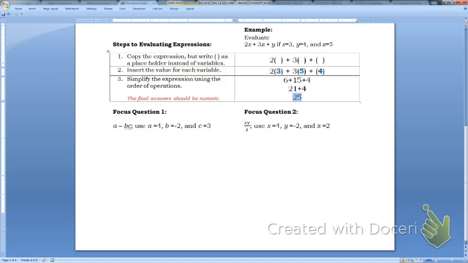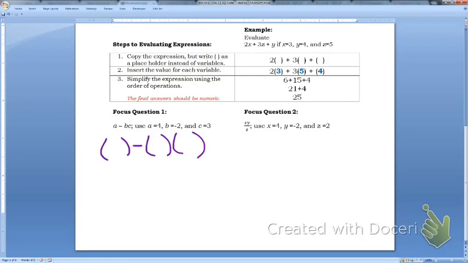Let's take a look at 2 focus questions. Follow along and write the problem down as I work through it. Okay, so my first step is I have to copy the expression down, but instead of writing variables, I'm going to write parentheses. So instead of an A, I have one set of parentheses, minus parentheses for the B and parentheses for the C. So it doesn't look like much right now. I would recommend that you put a little bit more space, so I'm going to erase this real quick, more space so that you can fit in your numbers.